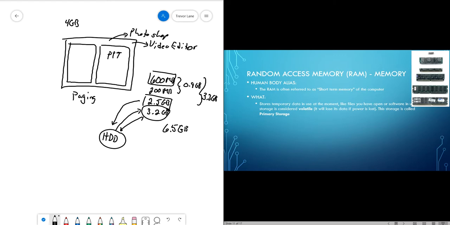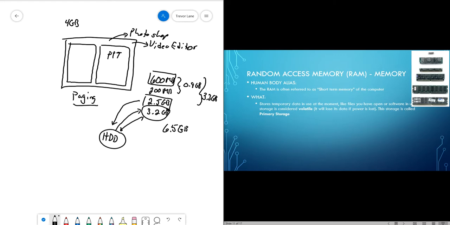So a lot of times people will say, oh, my computer's so slow, my computer's so slow. Well, no, your computer's as fast as it always was. The thing is that you just have too much stuff open. And if you have too much stuff open, you don't have enough RAM to support that, well, your computer's going to slow down because of this paging process.